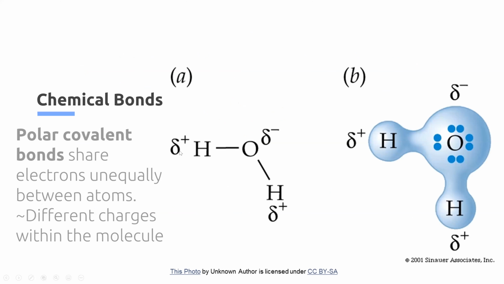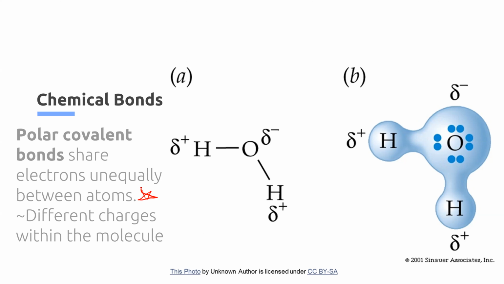Water is the best example of a polar covalent molecule. That means it's made of polar covalent bonds. So the official definition of a polar covalent bond is that electrons are shared unequally between atoms. And this gives the molecule areas of different charge, positive or negative.